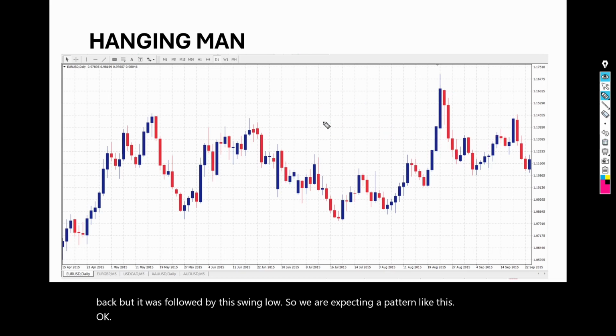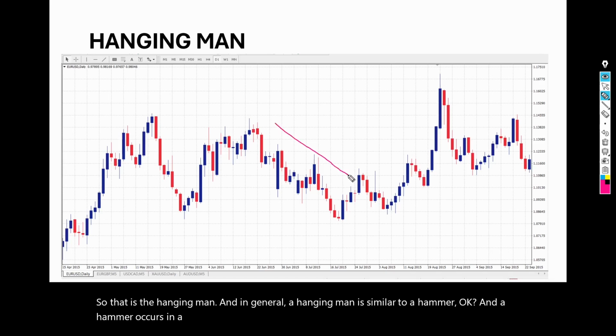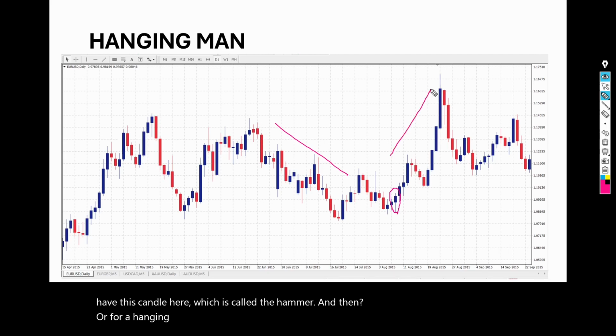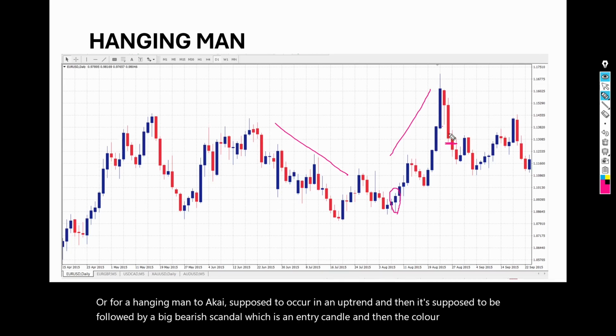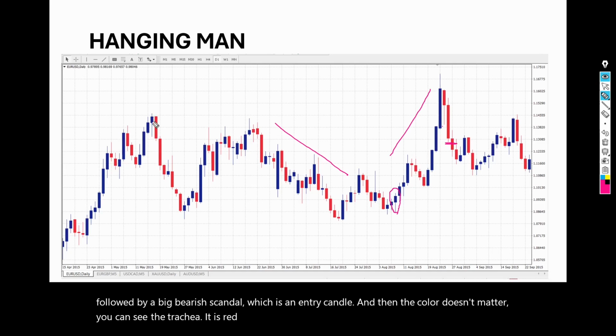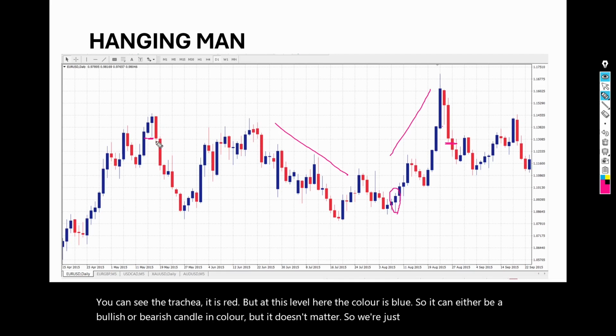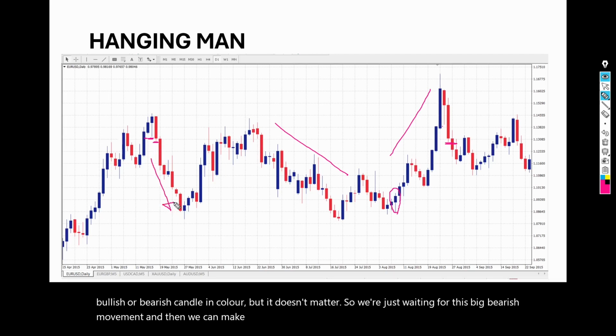So that is the hanging man, and in general a hanging man is similar to a hammer, and a hammer occurs in a downtrend. For example, right here we have a downtrend, and then we have this candle which is called the hammer. For a hanging man to occur, it is supposed to occur in an uptrend, and then it is supposed to be followed by a big bearish candle, which is an entry candle, and the color doesn't matter. You can see that right here it is red, but at this level the color is blue, so it can either be a bullish or a bearish candle, but it doesn't matter. So we are just waiting for this big bearish movement, and then we can make an entry and catch the wave down.